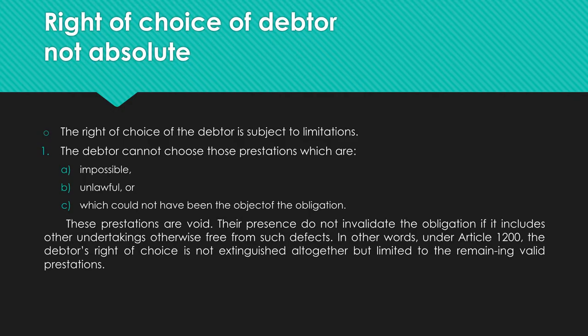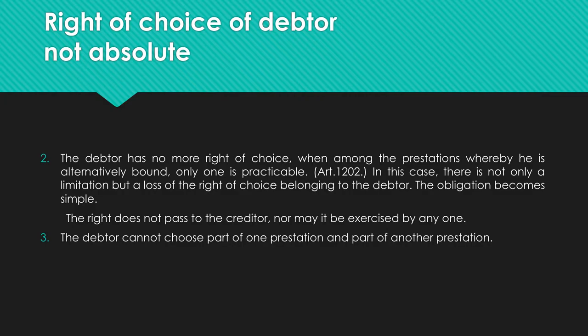In other words, under Article 1200, the debtor's right of choice is not extinguished altogether, but limited only to the remaining valid prestations. Kung 5 yon, tapos 3 ang illegal or unlawful or impossible prestations, 2 na lang ang pagpipilian, the remaining valid prestations. Okay? So, the debtor has no more right of choice when among the prestations whereby he is alternatively bound, only one is practicable. So, kung sa 5 choices, 4 doon destroyed na o hindi na kaya or hindi na pwedeng i-deliver, then yung isa na lang talaga ang choice niya.